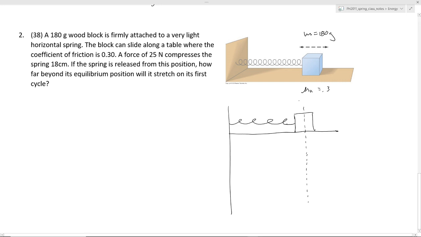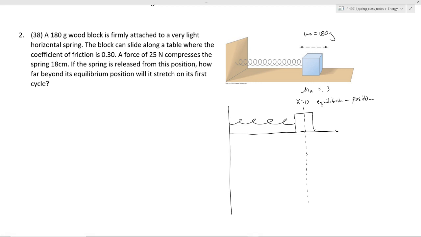If we start with the equilibrium position being at 0, then it'll make it easy. We'll measure from that equilibrium position. That way we don't have some offset, and it'll be easier to set up the problem.